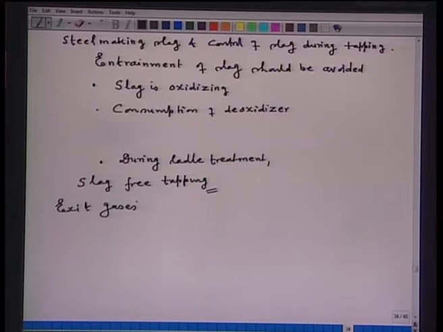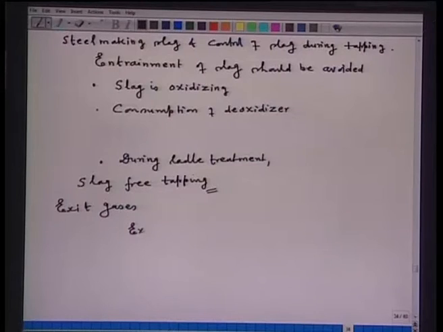Exit gases, they contain carbon monoxide, entrained solid particles and so on. So, these gases have a very high calorific value as well as sensible heat, because the gases are going out of the converter at around 1400 degrees Celsius. A large amount of CO is produced. So, the gas has sensible heat as well as calorific value.